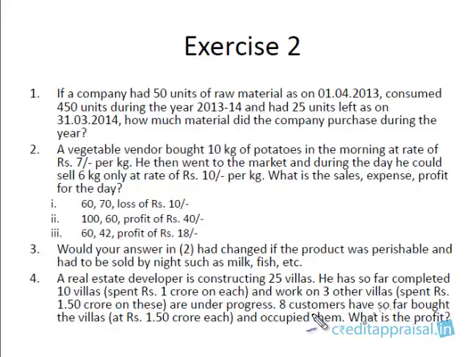So 8 customers have so far bought these villas, and the rate was 1.5 crores each. The cost of construction was 1 crore. He could sell at the rate of 1.5 crores on each villa, and they occupied them. So these 8 customers have purchased these flats and occupied them. Now you have to calculate what is the profit.